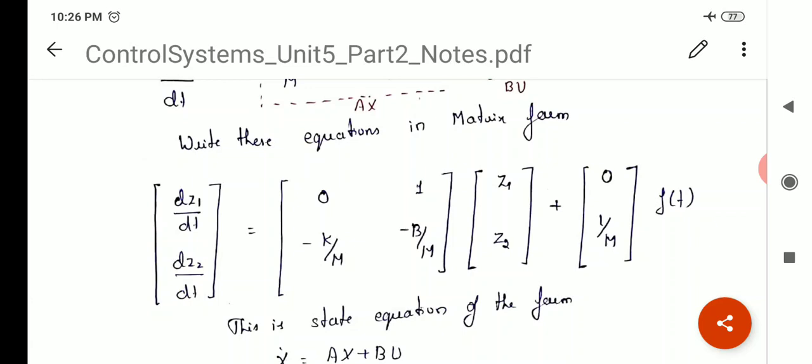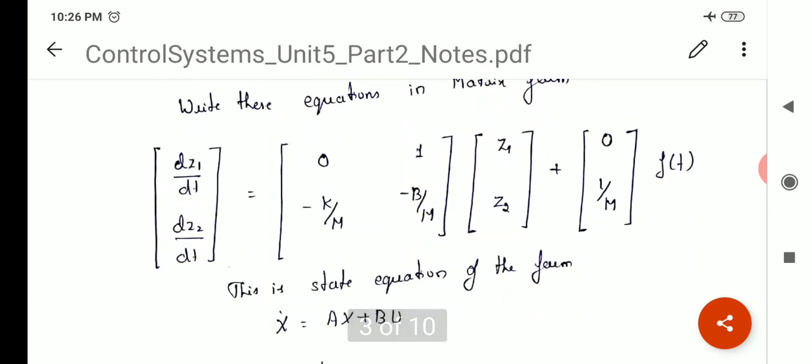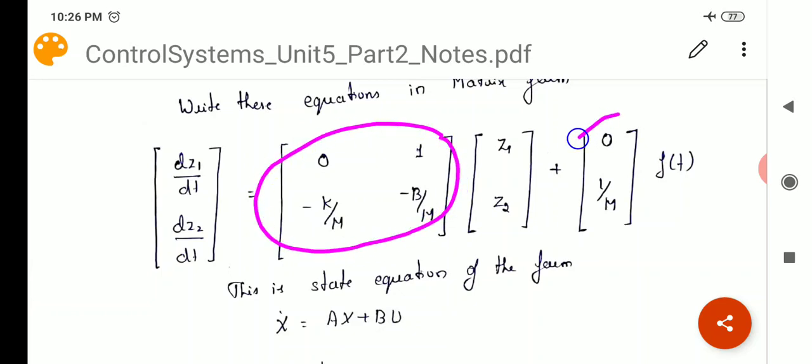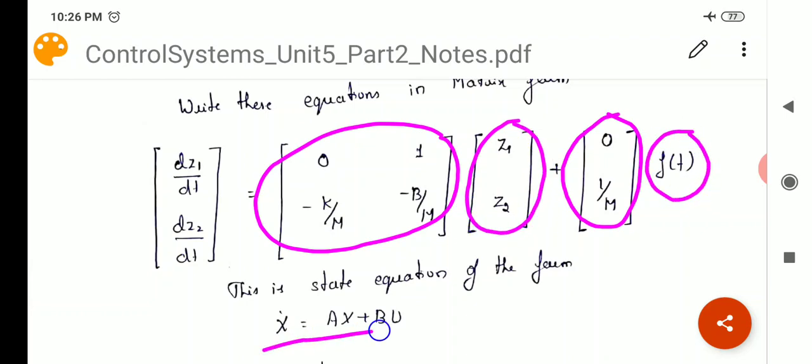Now here you get the two matrices. So this is matrix A, and this is matrix B, and this is X, and this is U. Now you have got the state equation of the form x dot is equal to Ax plus Bu. What is x dot? The first differentiation of the state variables.